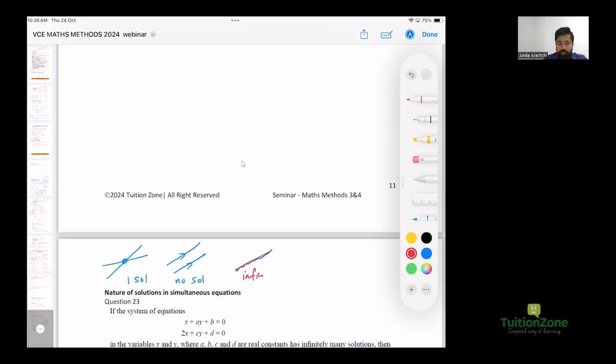Now, to get the infinitely many solutions, what's the option? We got gradient exactly the same, y-intercept the same. And if it is parallel, gradient is same, y-intercept is different. And if you do the one solution, gradient is different, but be careful, y-intercept can be anything. It can be same or different.